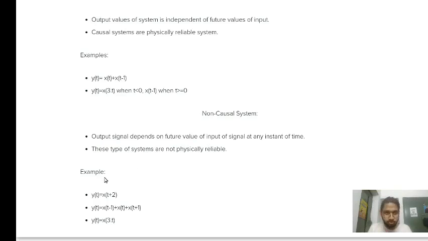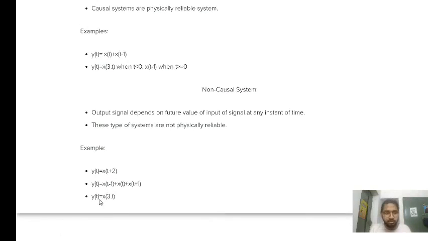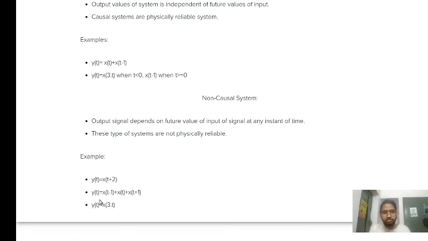Okay, so the examples are, this is the simplest example, y of t equals x of t plus 1. It depends on the future value of input. The second example is y of t equals x of t minus 1 plus x of t plus 1. It depends on the past value, present value, and future value of input. So it is a non-causal system.